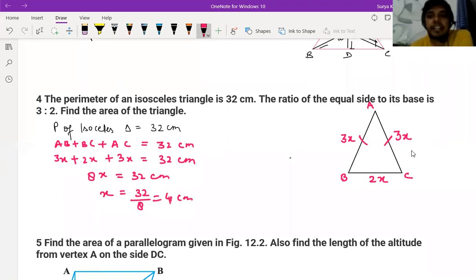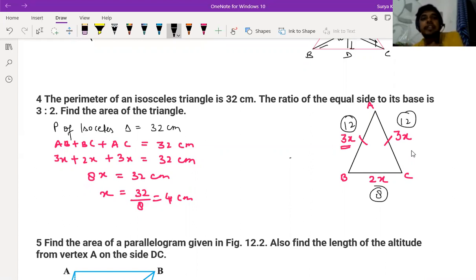So the area you can find easily, children. The side 3x is mentioned here, no? 3x is 12. This is also 12. This is 8. So the sides are 12, 12 and 8. So how do we want to find the area of the triangle? By Heron's formula or by half base into height? Yes, use Heron's formula.